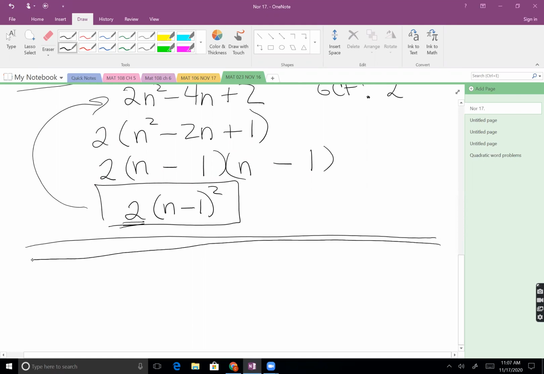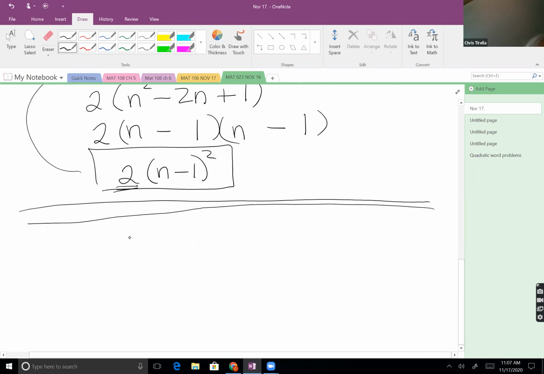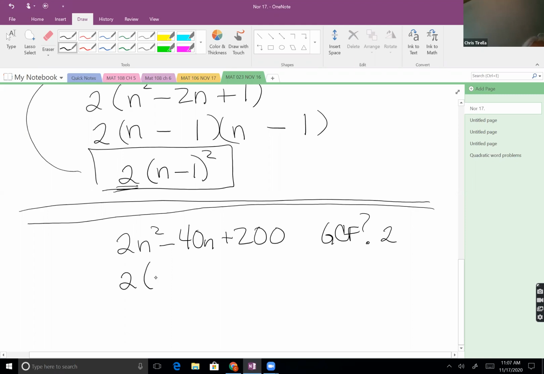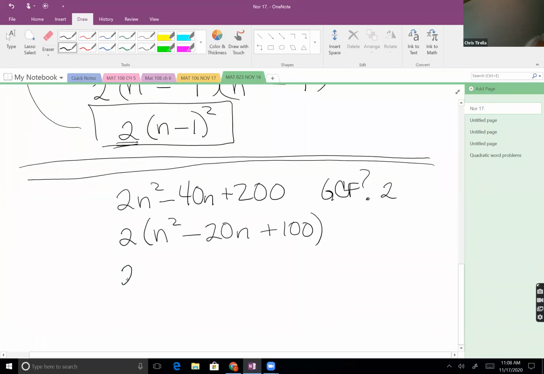Yeah. And so then the last one I got was 2n squared minus 40n plus 200. And again, I'm always looking for a common factor. If I have it, it makes my life easier. Since they're all even numbers, I'll take out a common factor of 2. So that leaves me with 2 times n squared minus, whoops, it would help if I wrote the right number. Sorry, folks. Minus 20n plus 100. And now to see if that factors, again, I can't lose that 2.